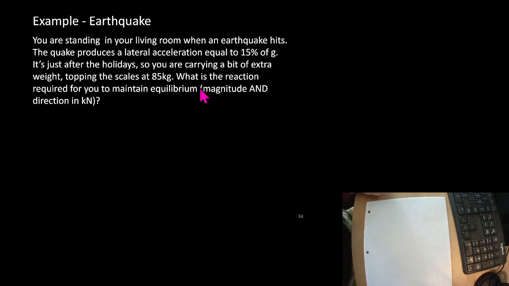Okay, so you're standing in your living room when an earthquake hits. The quake produces a lateral acceleration equal to 15% of gravity. So it's trying to accelerate the earth that way, about 15% of what it's trying to push it downwards. It's just after the holidays, so you're carrying a bit of extra weight, topping the scales at 85 kilograms. What is the reaction required for you to maintain equilibrium, magnitude, and direction in kilonewtons?